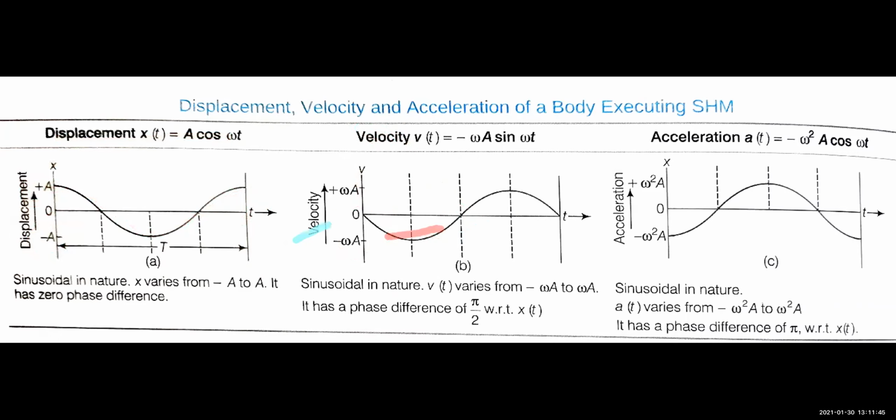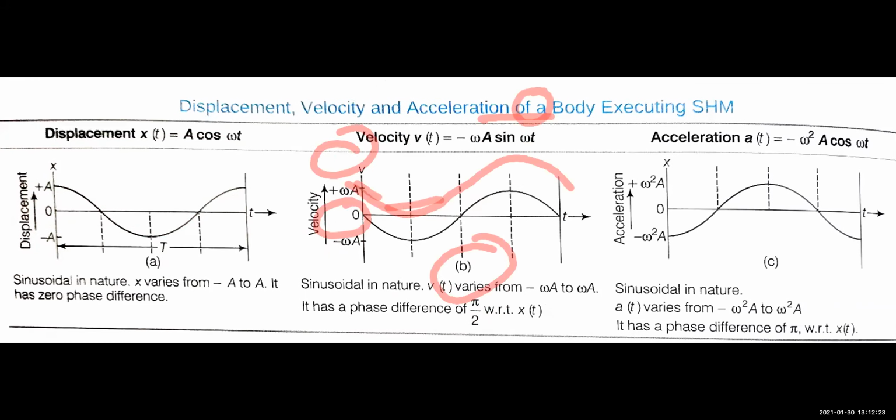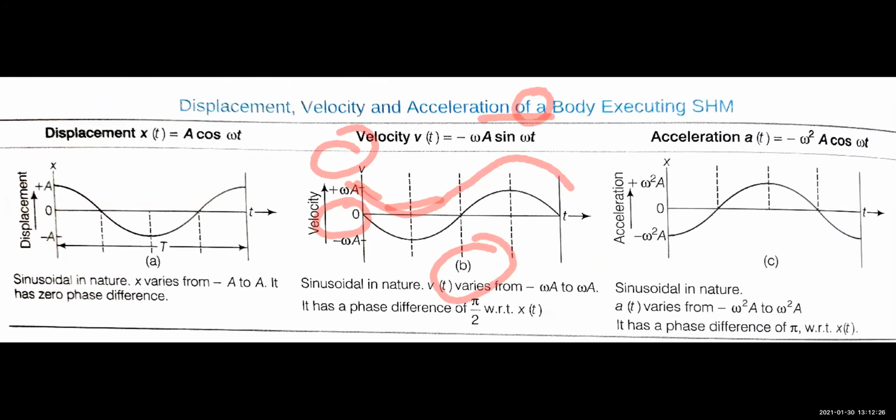Now let's talk about velocity. We know the equation of velocity is minus omega a sine omega t. So what is the possible velocity? Velocity is possible from minus omega a to plus omega a. And here if you put time t equals 0, then sine 0 is 0, that is why this wave starts from 0, and after 0 it is negative, so it starts from negative and then goes to positive. And here there is a phase difference of pi by 2, because it has started from below. Now if you see further over here, acceleration.